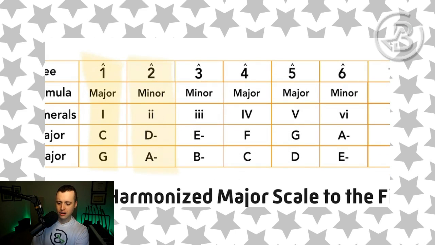Let's look at scale degree 3. So in scale degree 3, we know the quality of the chord is minor. The Roman numeral is a lowercase 3. In the case of C major, scale degree 3 would be E. In the case of G major, scale degree 3 would be B. And they're both going to be minor. So that's how we get E minor for C major and B minor for G major.